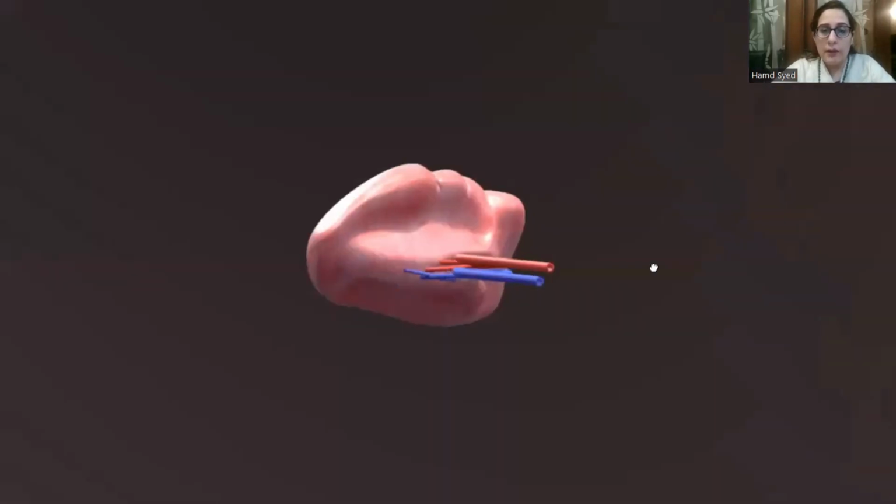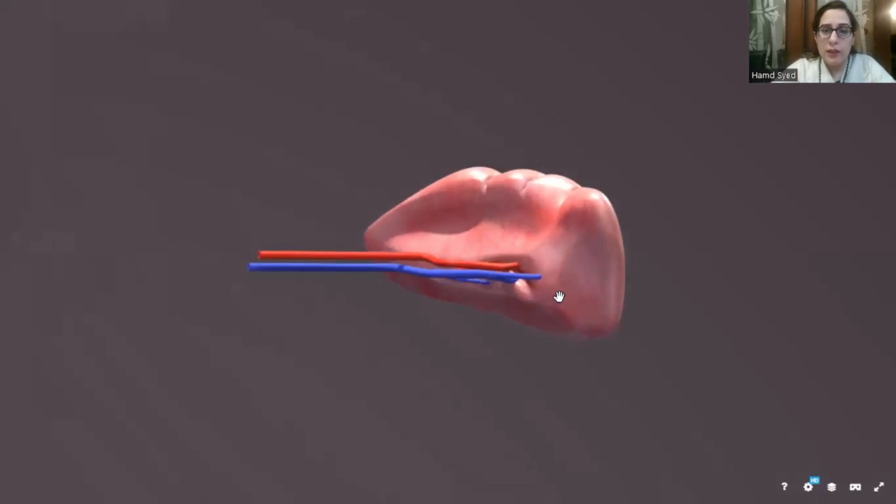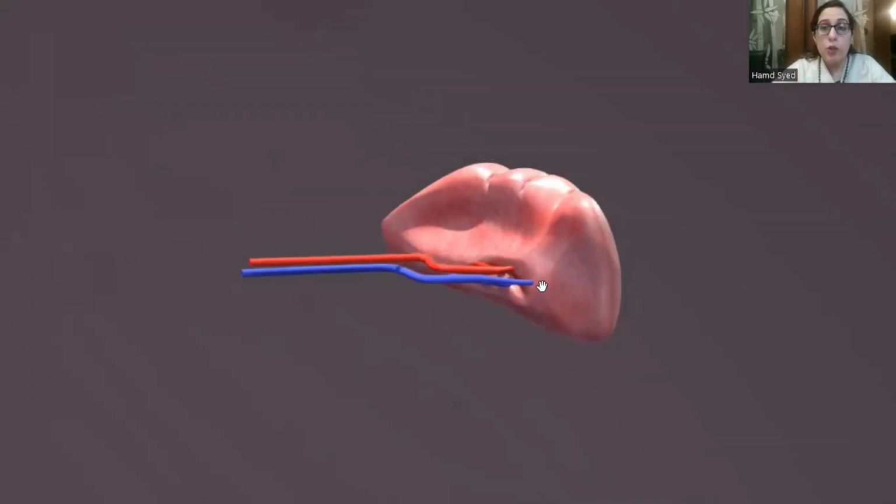Now let's look at the other surface of the spleen, the one over here. This is the visceral surface of the spleen because this is facing the abdominal viscera. And it is also known as the inferomedial surface of the spleen because of its direction, which is medially and inferiorly. These are the two main surfaces of the spleen.